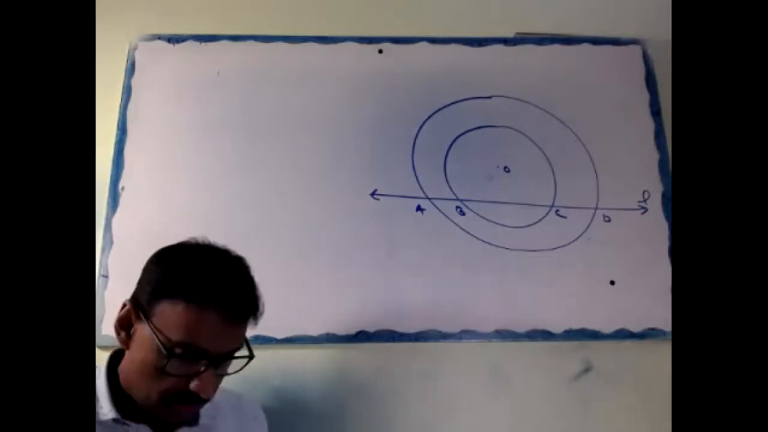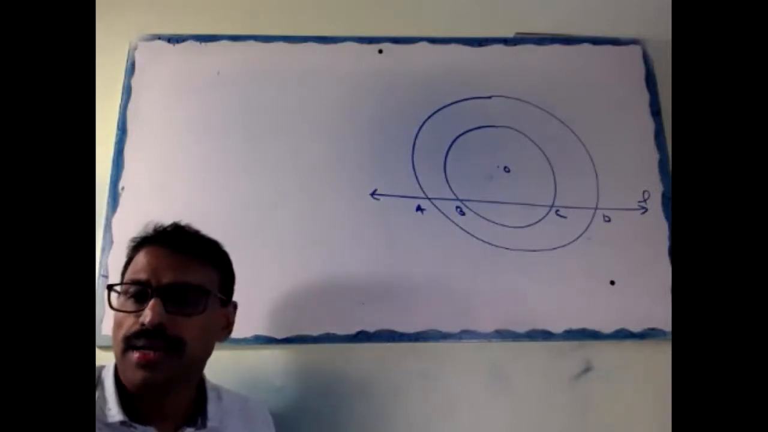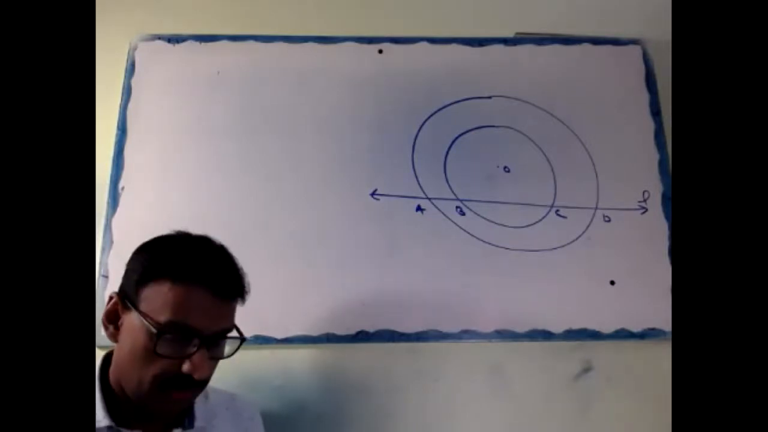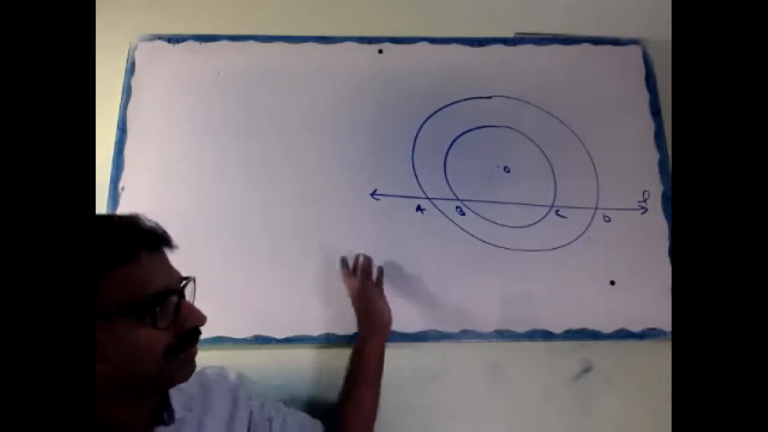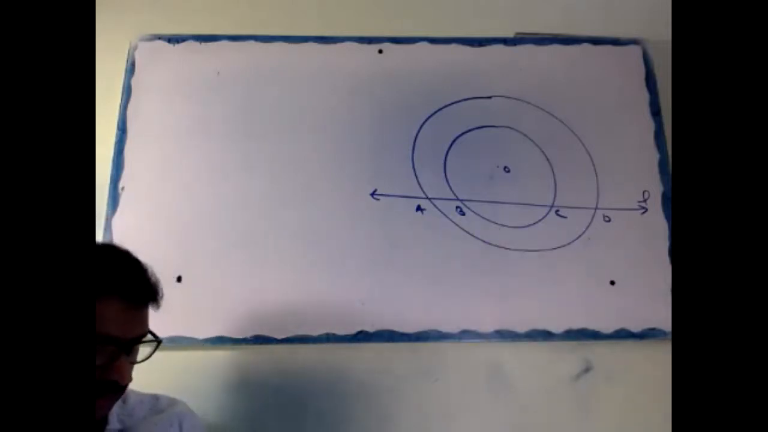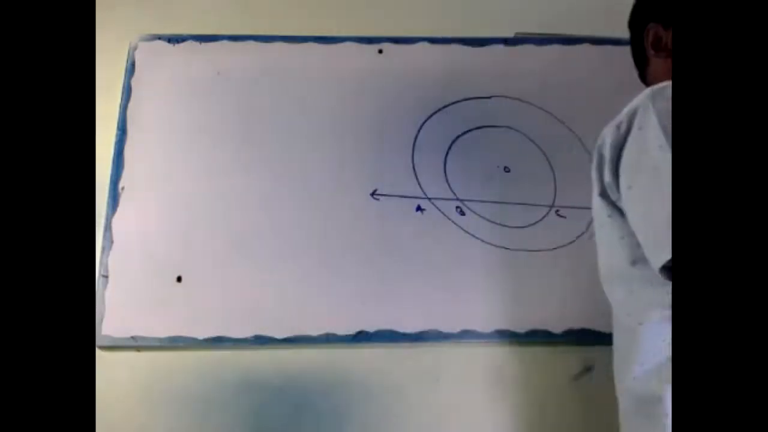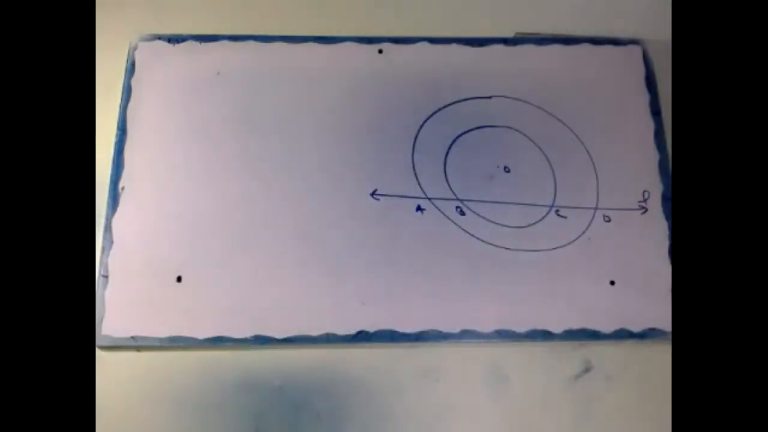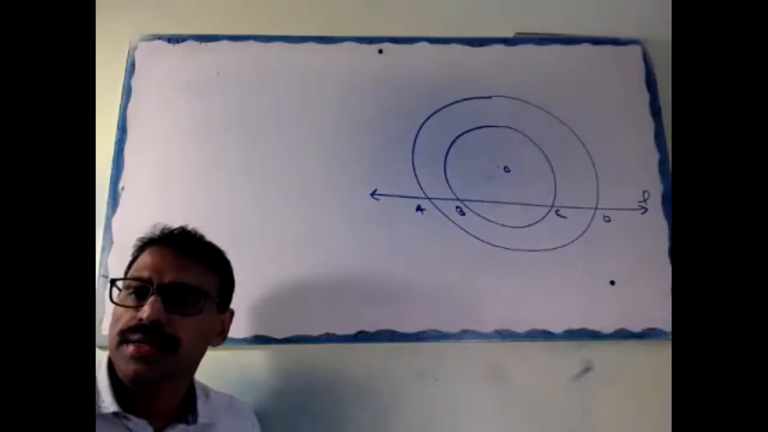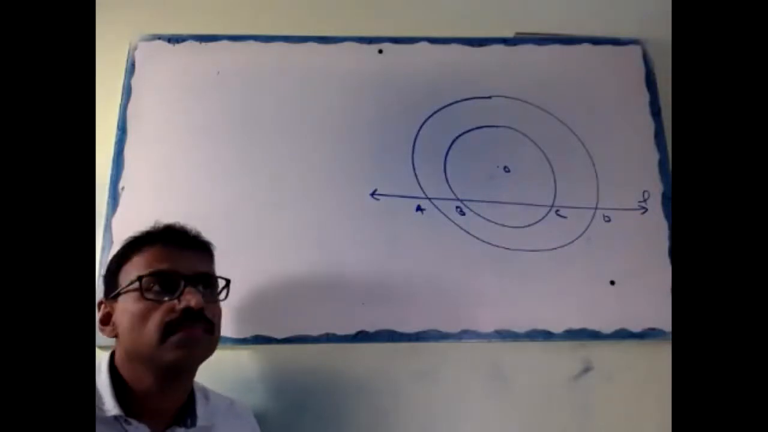L is a line intersecting two concentric circles. Look, L is a line. It's a star question. L is a line intersecting the two concentric circles.